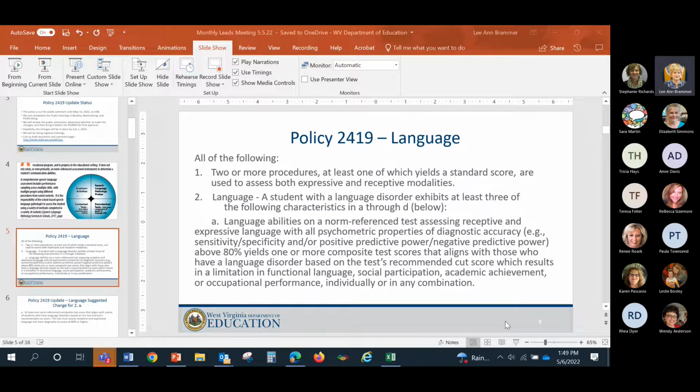Is that not 3 from A, B, C, or D? So it was supposed to be all of the following: 2 procedures, then language is going to be the second one. Number 2 is 3 of those potential ones. And that's what I'm wanting to make sure people understand and make a comment on too.